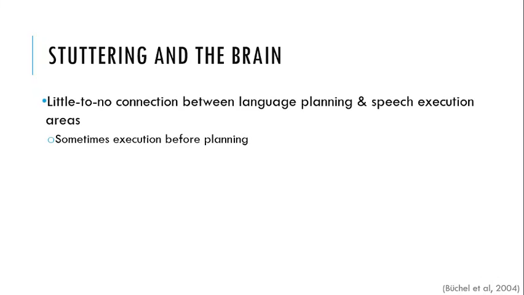So that covers some ideas behind stuttering. Now we look at the concrete evidence. Using different brain imaging techniques, studies have shown a couple of things. Firstly, in stutterers, there is little to no connection between language planning and speech execution areas. In some cases, these pathways are even reversed.